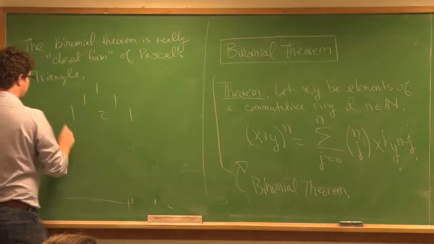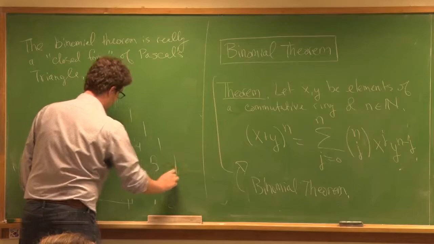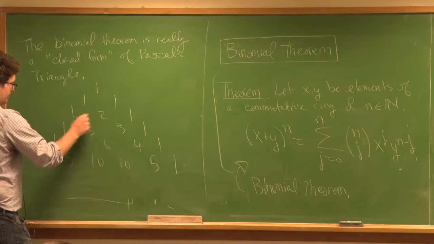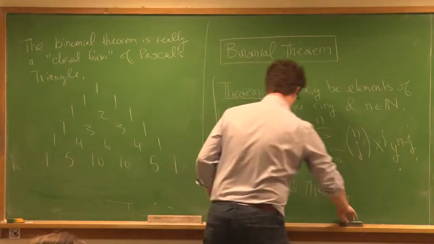1, 1, 1, 1, 2, 1, 1, 3, 3, 1, 1, 4, 6, 4, 1, 1, 5, 10, 10, 5, 1 here. Okay, and so the way that you get from this is that you add the two numbers above to get the lower one. Like this one plus this one is this one. This one plus this one is this one. Okay, this relation is something that we proved on the homework.